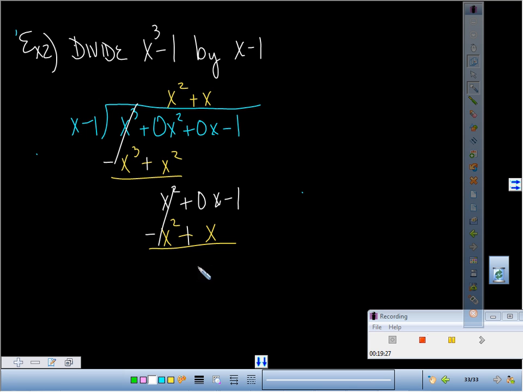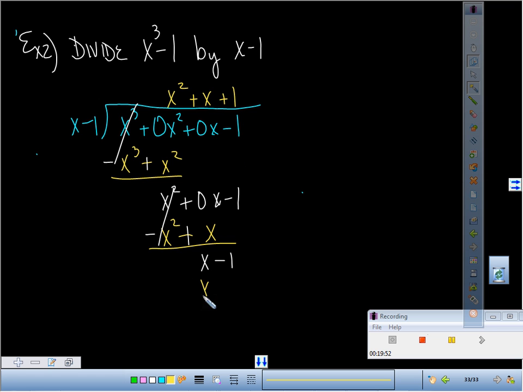Is this what y'all got so far? No? I'm not finished. Okay? And then I added here 0x and 1x make x. Bring down my minus 1. What do you multiply x by to get x? 1. So you got to put plus 1.